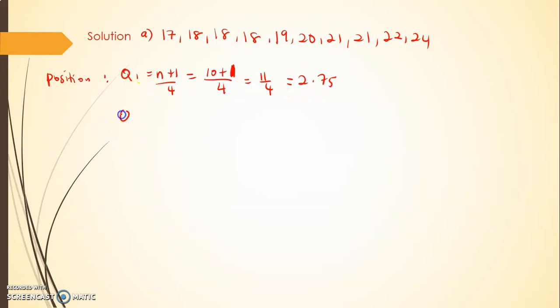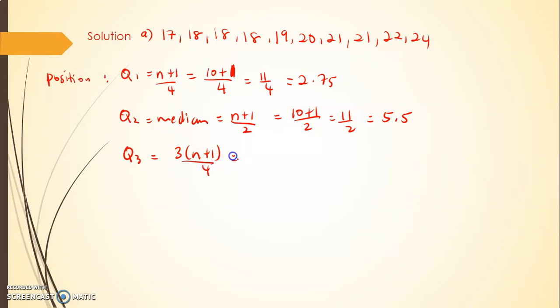The position of Q2, or the median, is (n plus 1) over 2. So 11 over 2 is 5.5. And then for Q3, the position is 3 times (n plus 1) over 4. So 3 times 10 plus 1 over 4, that is 33 over 4. 33 over 4 is 8.25.